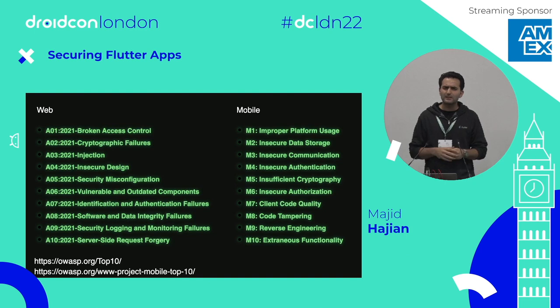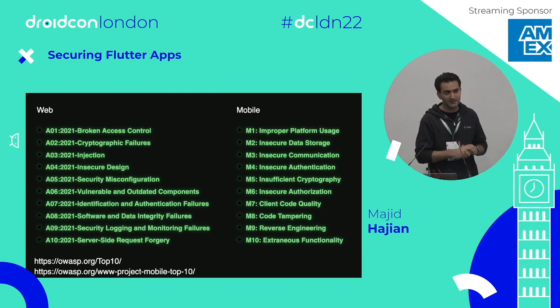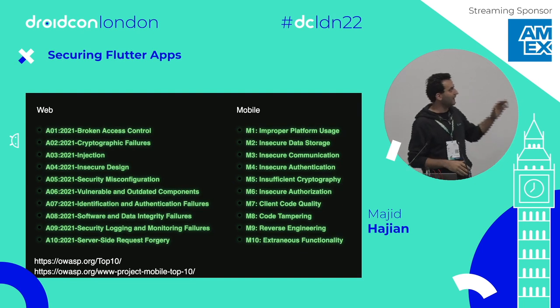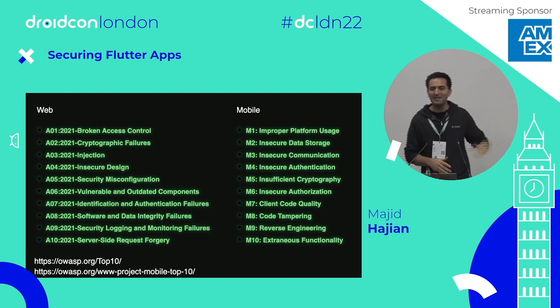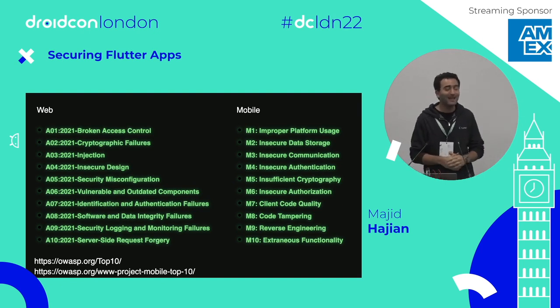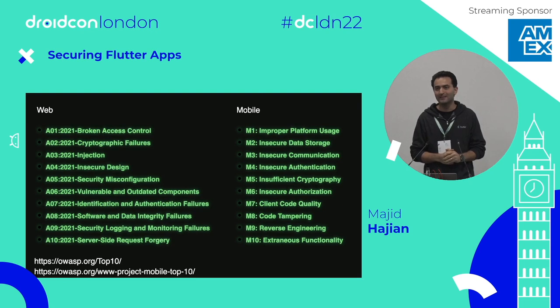There's always a top 10 list recommended or announced by this project, which goes through the top 10 security risks. I deliberately added web and mobile here next to each other. The main reason is that many of the things you see on the web actually apply to mobile applications too. You should take care of that too.